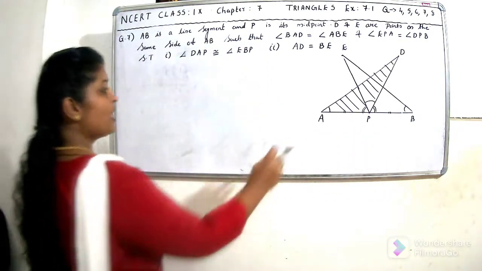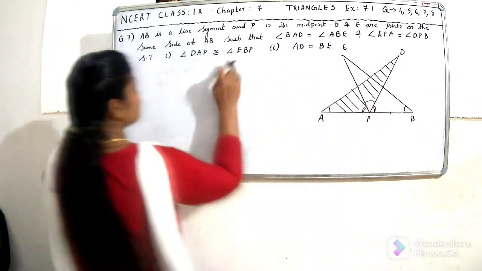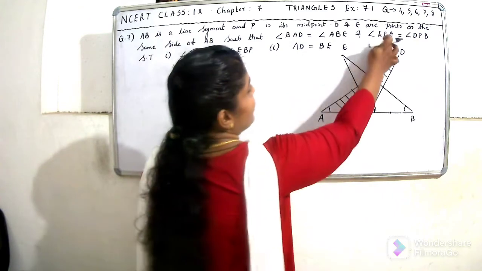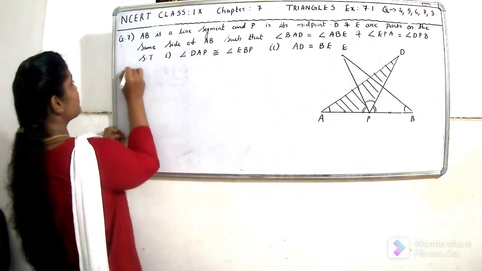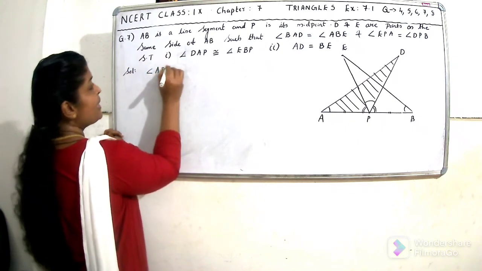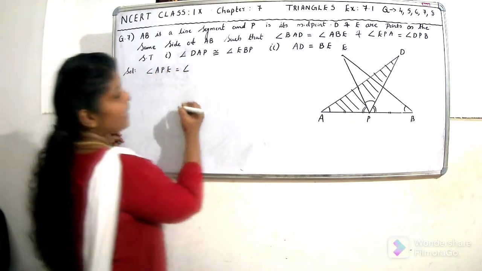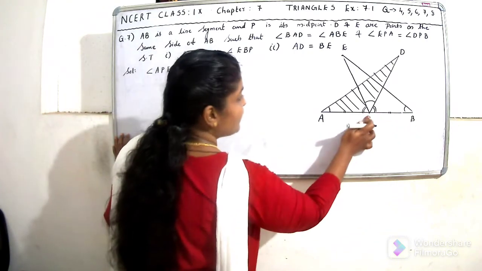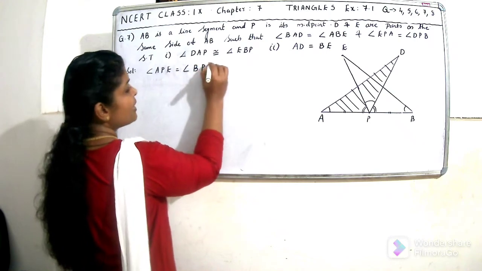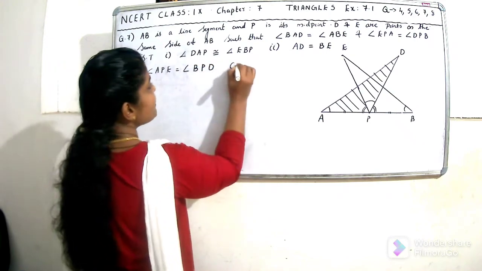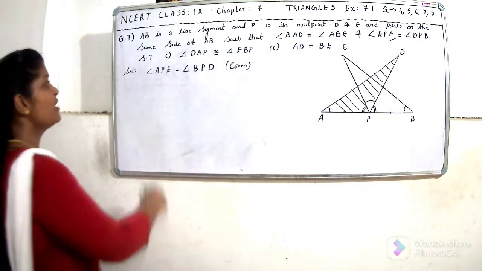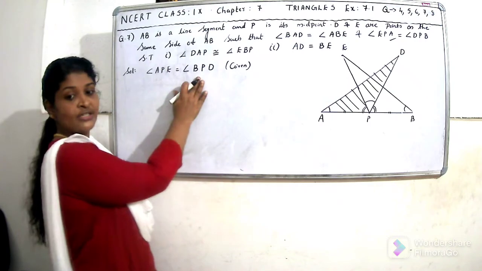First of all, they gave angle APE. So the solution we are starting: angle APE is equal to angle BPD. This is given. So these two angles are equal.